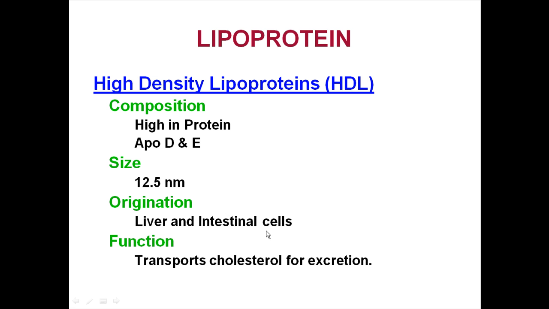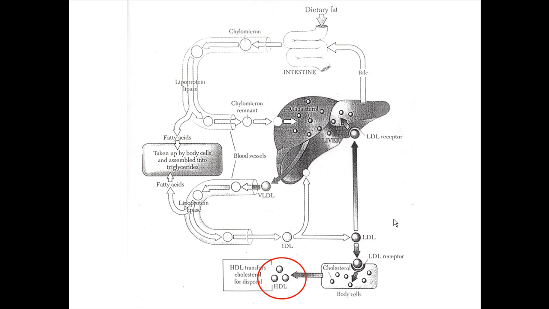They're made in two places. Your intestinal cells can make HDL and your liver can make HDL. And its main job is to transport cholesterol back to the liver for excretion, to get rid of it from your body. And so it's going to mainly deal with LDLs. Okay, so we'll talk again about those when we get to heart disease, but I'm just introducing those today.